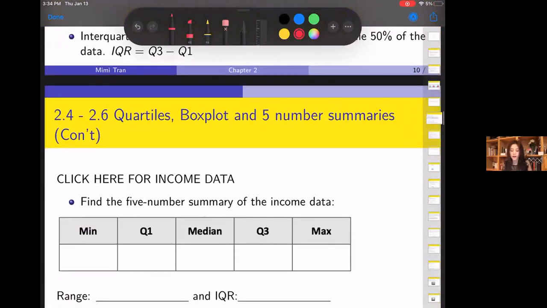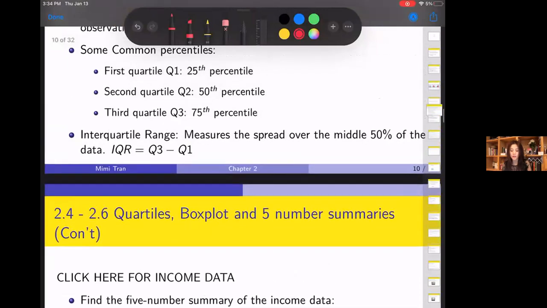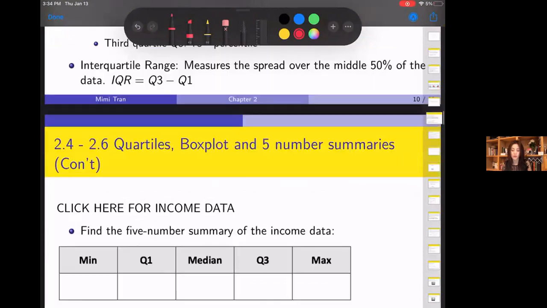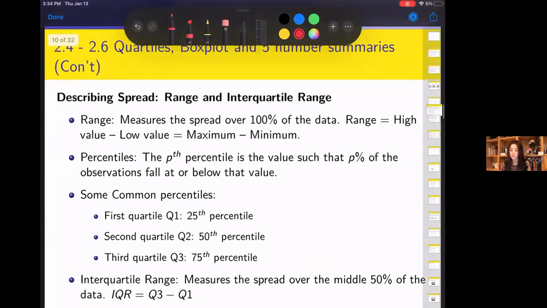All right, so the five number summary. I'm going to teach you how to fill these out, but before that, I'm going to go through some theory. Let me charge my iPad, it's kind of low. Give me one second. Okay, maybe I'll do it during the break.